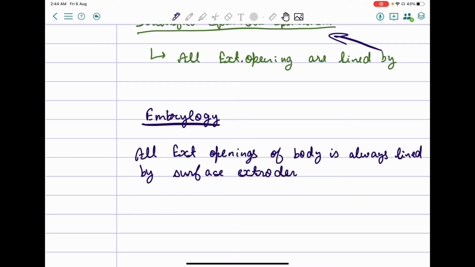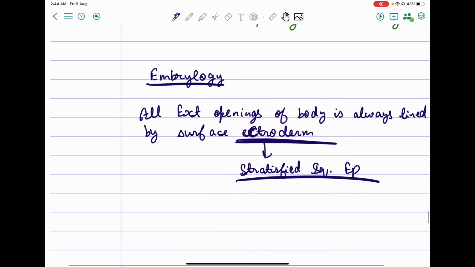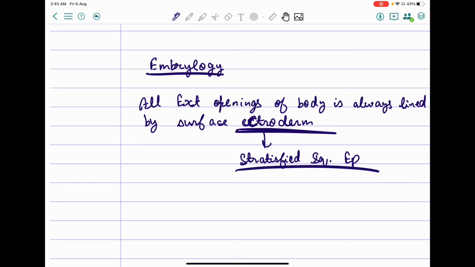That is surface ectoderm. And do you know that the stratified squamous epithelium is present on the ectoderm, that the stratified squamous epithelium covers the ectoderm? Does it only cover the ectoderm?